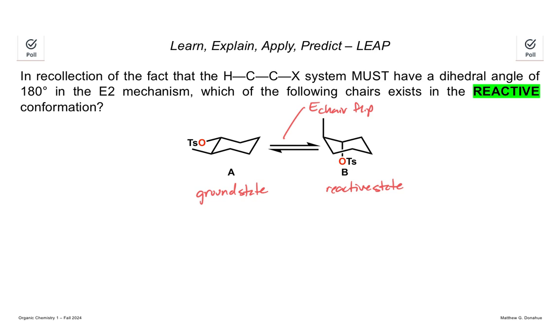So in the coordinate, A would be lower energy, B would be higher energy, and then the transition state between them is when the chair flips. So just at normal operating temperatures, you would have more of A than B, but B is the only one that's going to go to product.